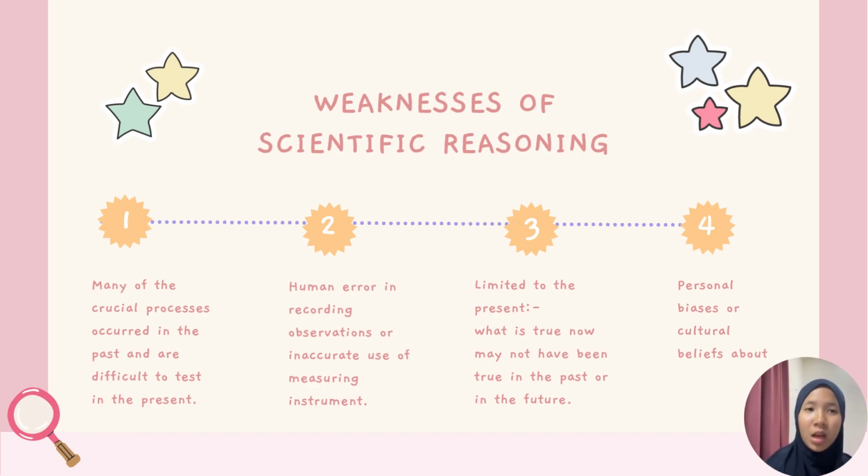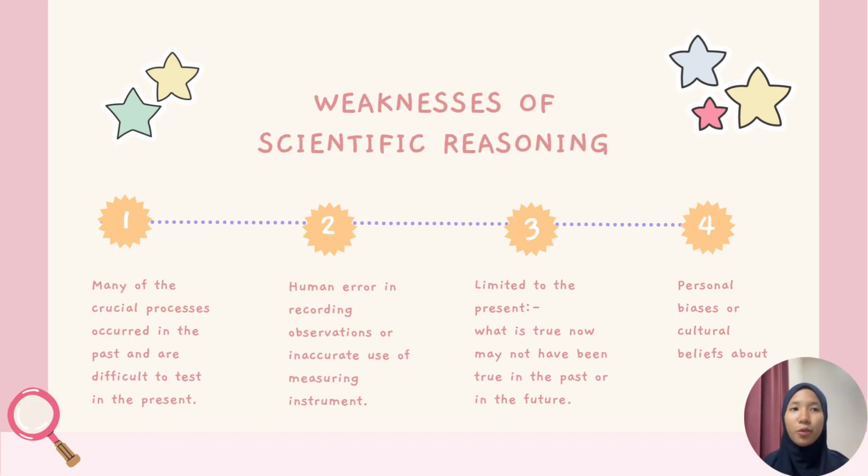And then the third reason is limited to the present. So what is now may not have been true in the past or in the future. So this point explains that what is true now may not be true in the future. So when we do the experiment now, it may change the data or the result in the future, and it may not be the same as before because the data and the experiment will change depending on the surroundings and situation.